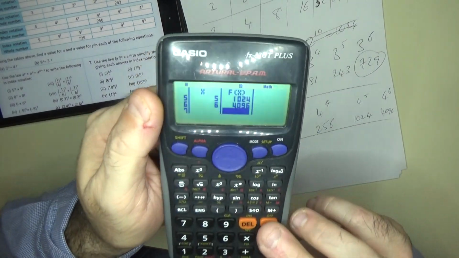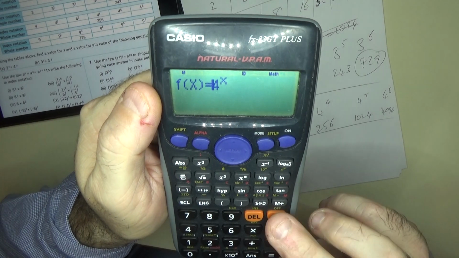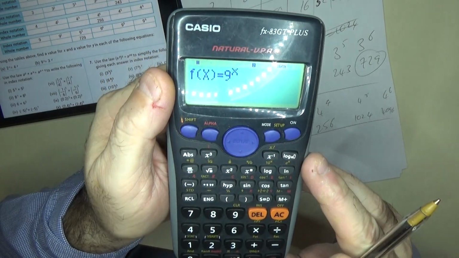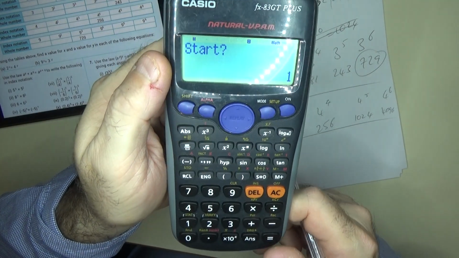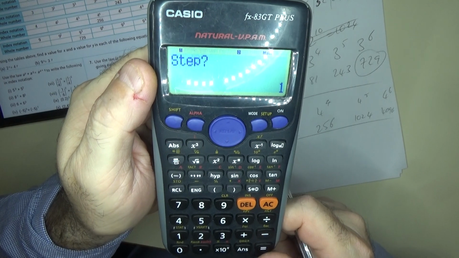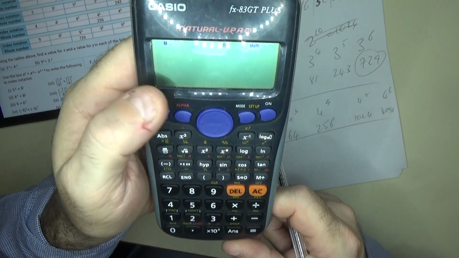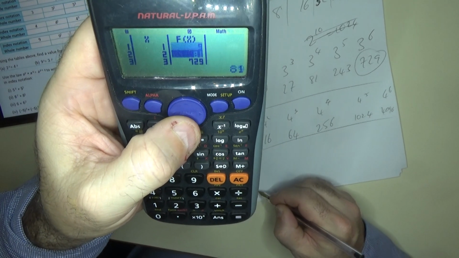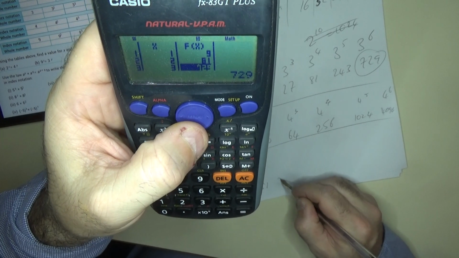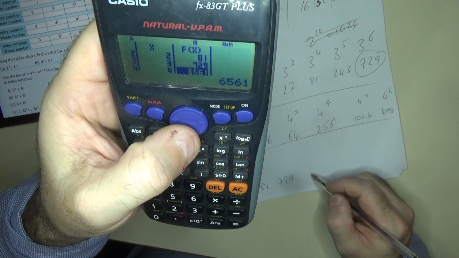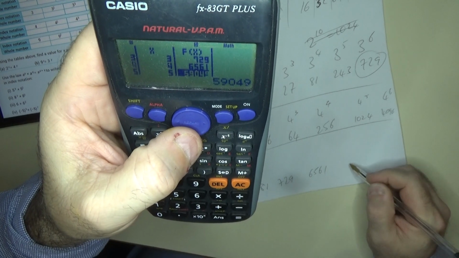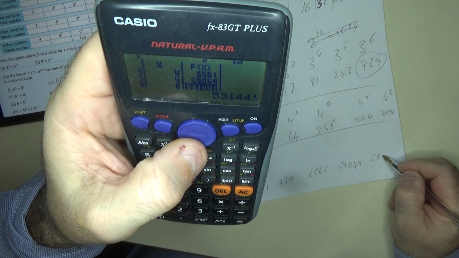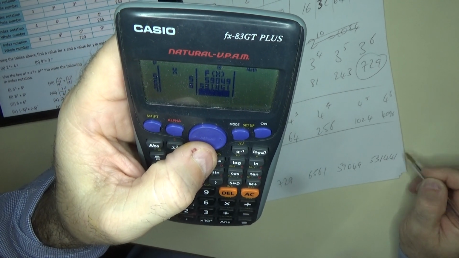So changing it to 9, hitting AC, delete 9, and you have 9 to the x. And I'm going to run that from a start of 1 to an end of 6 and a step of 1. Again, we're getting all our numbers, and I'm writing them down at the bottom here: 9, 81, 729, 6561, 59049. Oh my god, what's happening now? 531441. Hopefully that's the end of it.